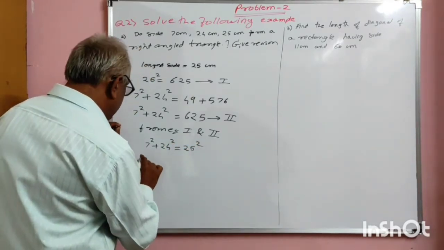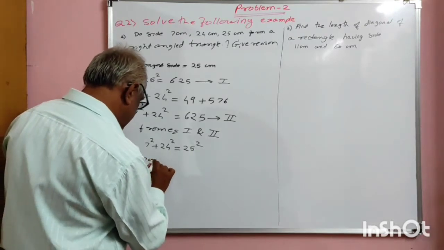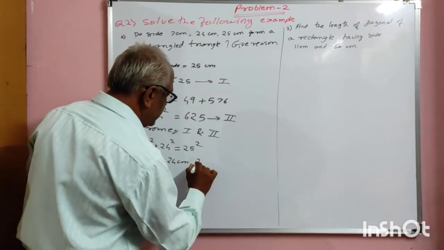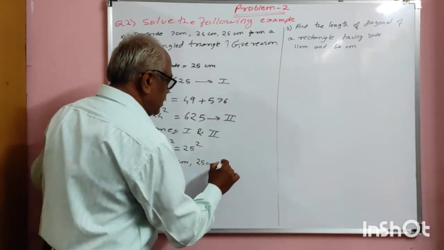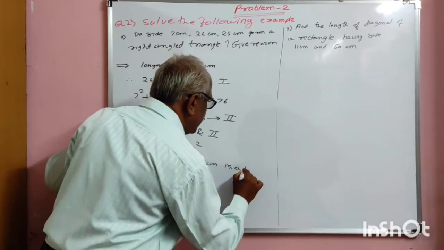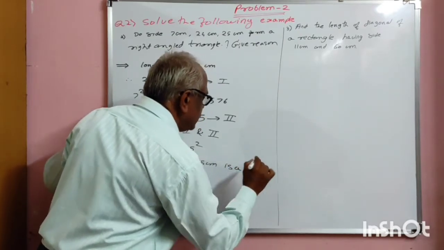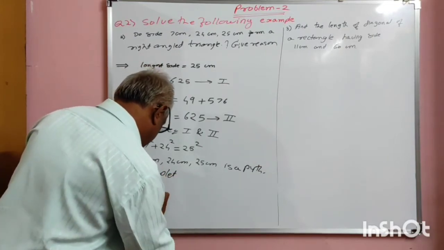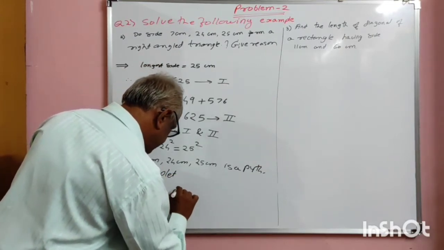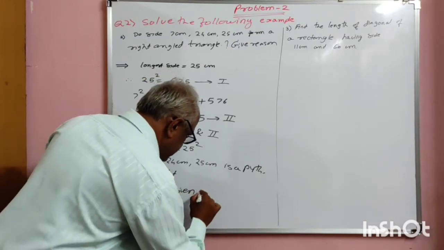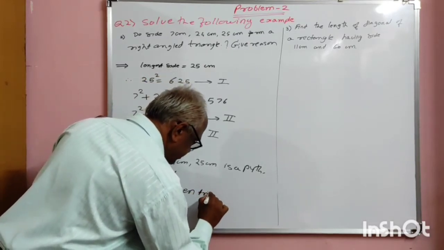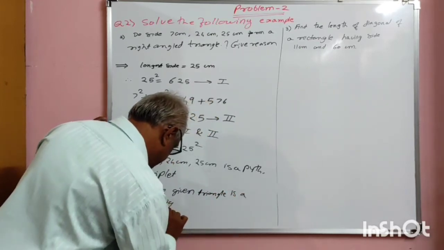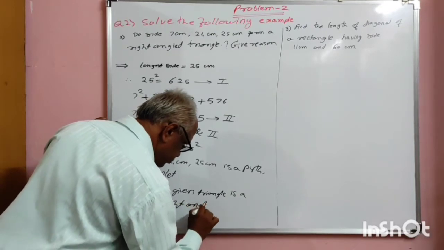Therefore 7 centimeter, 24 centimeter and 25 centimeter is a Pythagorean triplet. Therefore, the given triangle is a right angle triangle.